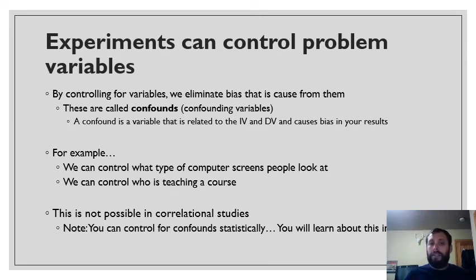So we can't really control for variables in correlational studies. I wanted to note you can control for these statistically, which you'll learn about in Psych 350, but you can't artificially control for them in correlational studies, which makes it a big difference and why we really love experimental studies for this exact reason.